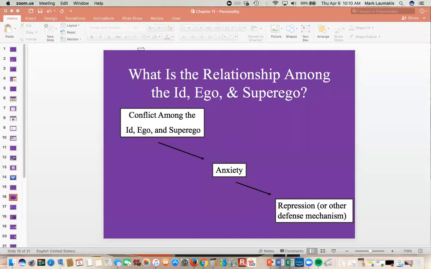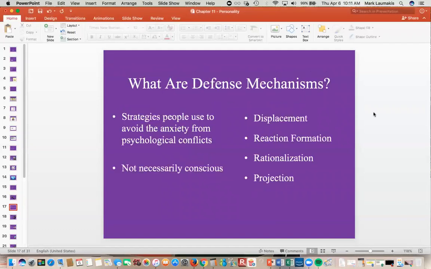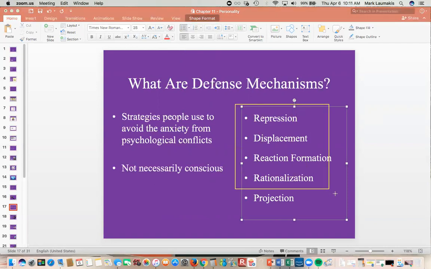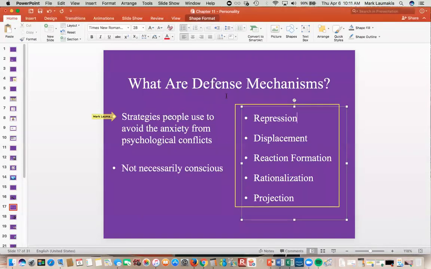That's the most primitive, the most basic of our defense mechanisms, but we have others that we use. The others are listed on the right side of this slide. So let me just jump in here and put in repression as the first of these. These other guys are aimed at, again, alleviating anxiety, whether we're talking about repression, displacement, reaction formation, rationalization, or projection. All of them are strategies that we use to avoid conflicts that come up when id, ego, and superego don't get along with each other, okay?